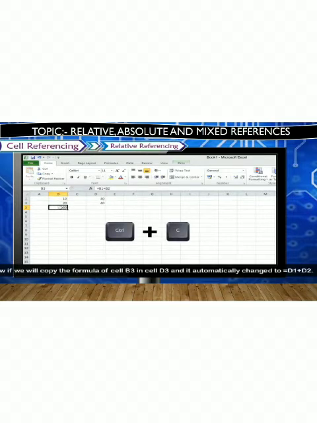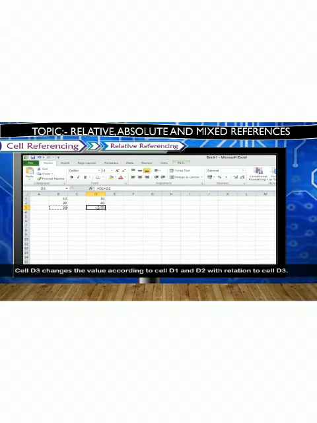Now, if we copy the formula of cell B3 in cell D3, it automatically changes to is equal to D1+D2. Cell D3 changes the value according to cells D1 and D2 with relation to cell D3. Finally, we received output as 70 in cell D3. Similarly, if we copy the formula of cell B3 in cell E3, it automatically changes to is equal to E1+E2. Cell E3 changes the value according to cells E1 and E2 with relation to cell E3.